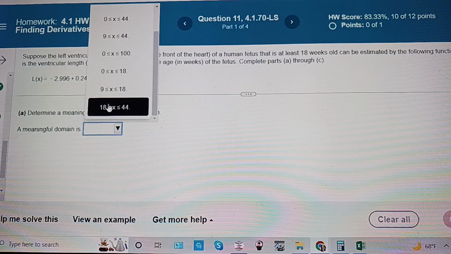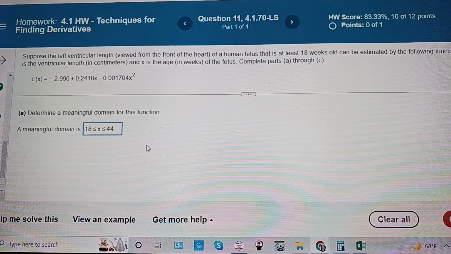At least 18 means you're starting at 18 and then up to 44, because that's probably about 10 months actually. So just in case, it's a rare case where the baby takes longer. So that would mean all of them would be somewhere between 18 weeks and 44 weeks.